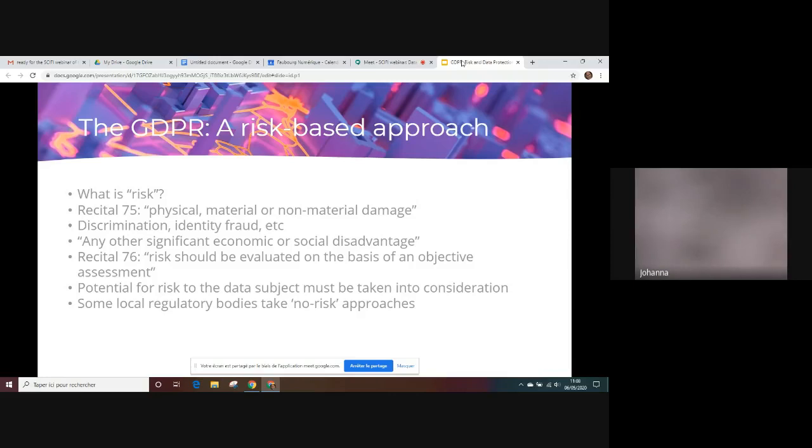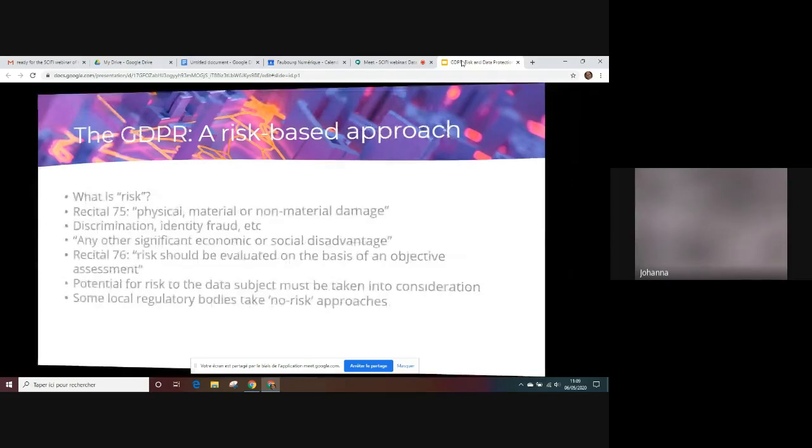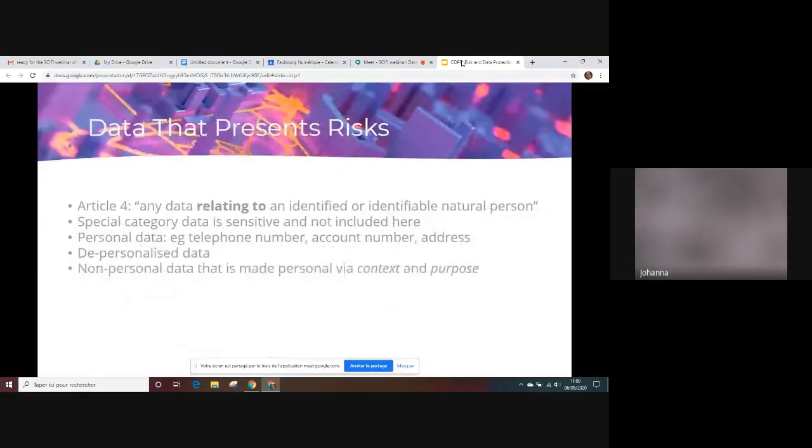Some local regulatory authorities, supervisory authorities, have more no-risk approaches, and that is a conflict. We don't need to worry about that now. It's more for lawyers to worry about. But I just want to give the idea that there are alternatives. There is a risk-based approach, there is a no-risk approach, and the GDPR is, sorry, a risk-based approach.